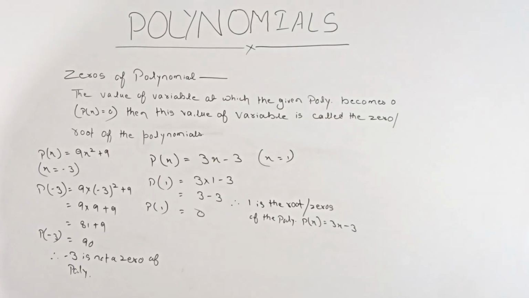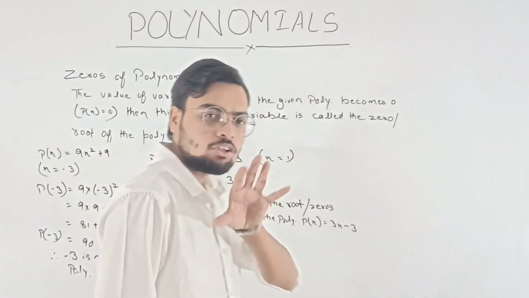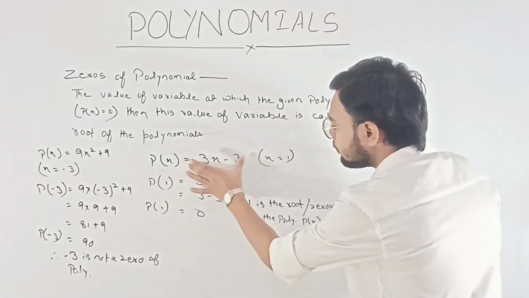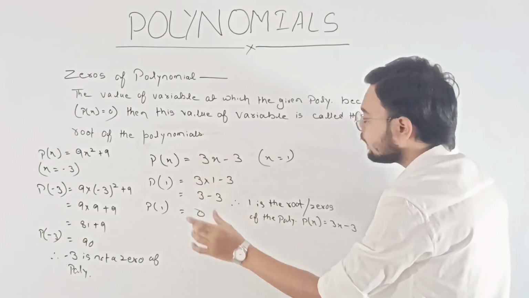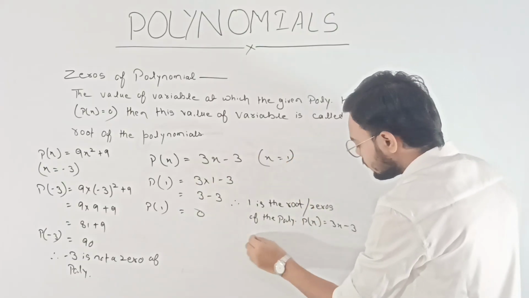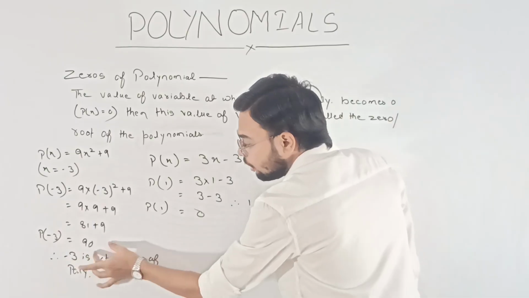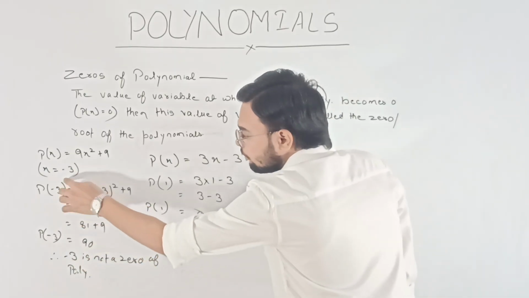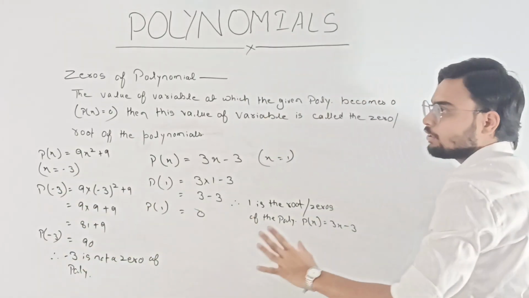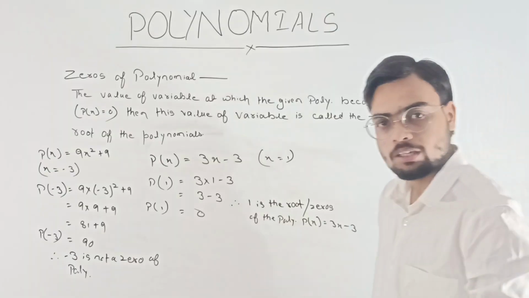Understood? What is a zero of a polynomial? A zero of a polynomial means the value of the variable at which our given polynomial becomes 0. Then we say yes, this value of the variable is the zero of the polynomial. If our polynomial does not become 0, then we say this value of the variable is not a zero of the polynomial. Okay, understood? What is a zero of a polynomial?